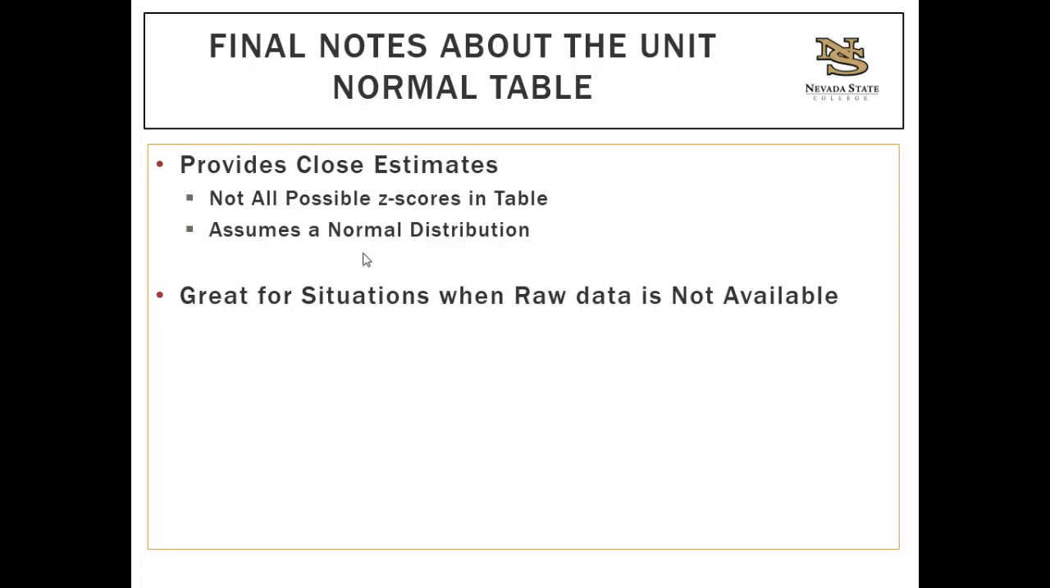Now, the most accurate way to figure out probabilities is always going to be having access to your raw data. But in most cases, we're lucky to even know the mean and standard deviation from the population, let alone have all the raw scores. So if you have access to the raw data, the raw data is always more accurate than the unit normal table. But the unit normal table is pretty darn accurate when you have a normal distribution. And so remember, typically we don't have all the raw data, so the unit normal table is an invaluable asset for figuring out probabilities.